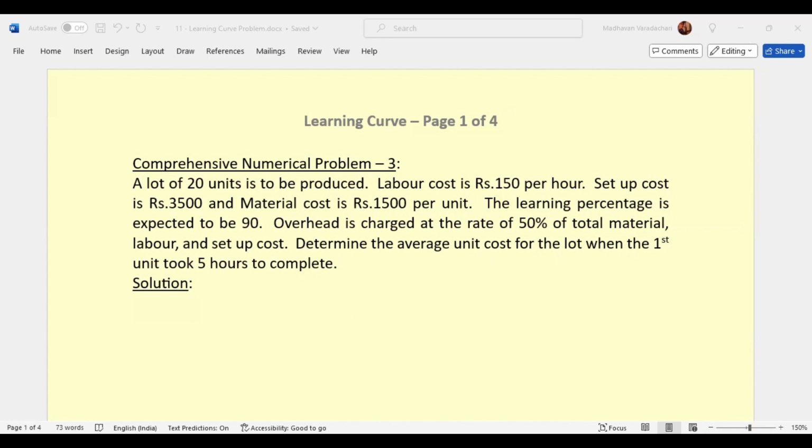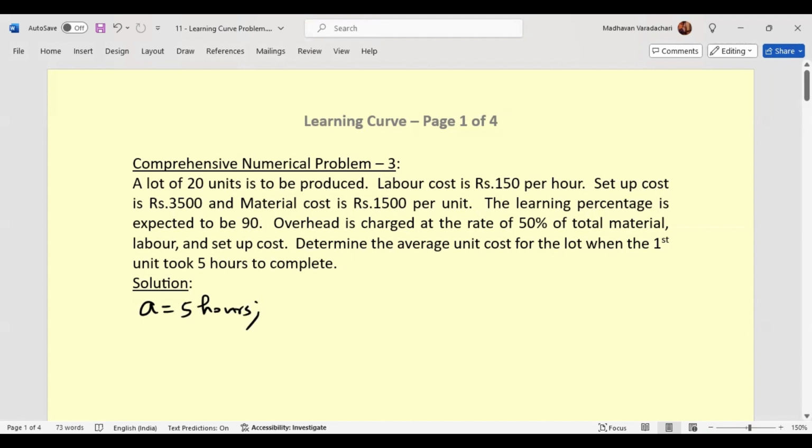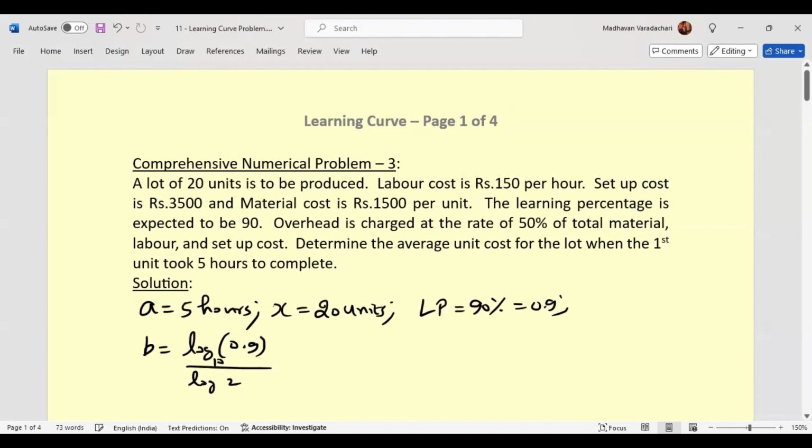So the last sentence, the first unit took 5 hours to complete, means our a value is 5 hours. And then x is 20 units. Learning percentage is given as 90%, which is 0.9. That means our b will be logarithm of 0.9 to the base 10 divided by logarithm of 2 to the base 10.